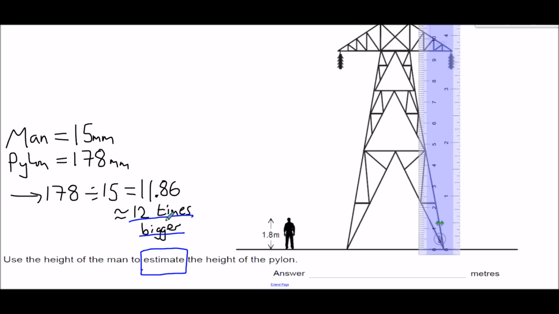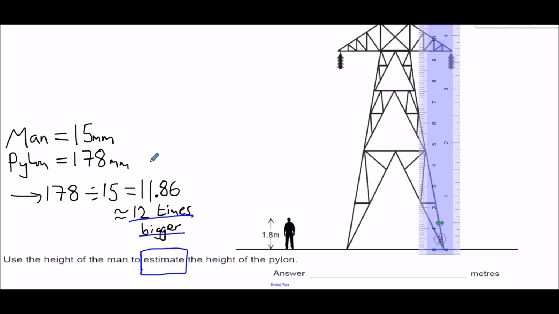You could have used 11.86 and kept it as accurate as you wanted if you'd prefer, and that's okay, because by the nature of this question, it is an estimation anyway, because there's going to be some natural error in how accurately we're measuring. Also as well, for all we know, he might be standing on tippy toes or have a massive hairdo. He might have his hair really spiky, he might only be 14.9 millimeters. So we're forced into it being an estimate no matter what we do.